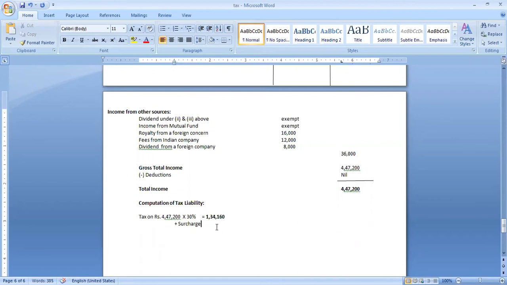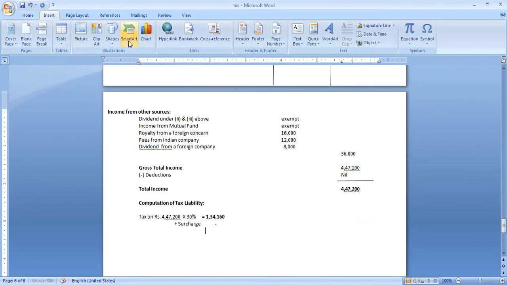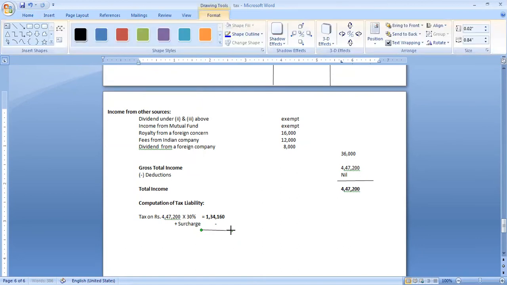Even though in the problem, if surcharge is not there, you have to mention it and you have to put a dash. The examiner will think that you know the rule. If surcharge is not there, you should not skip that one. You have to write it, mention it as surcharge, and put a dash at this one.